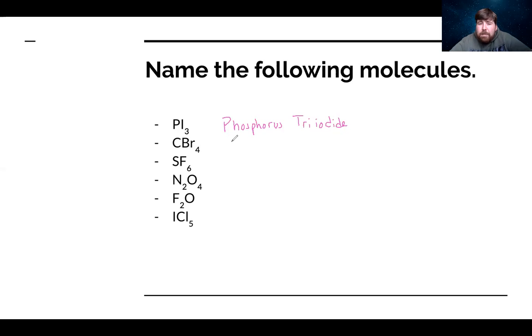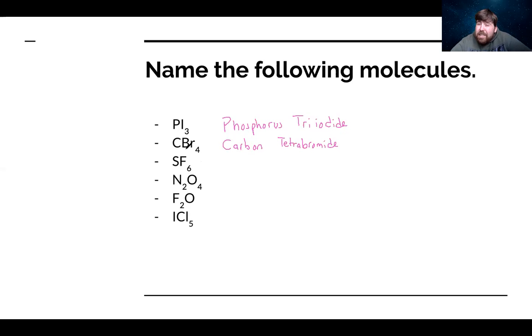The next one is CBr4. So C is carbon. I asked myself, is there one of them? And hey, look at that, there is. Br4, so the prefix for 4 is tetra. And Br is bromine, so I'm going to change the ending to ide. So carbon tetrabromide, bromide is the ending for that.